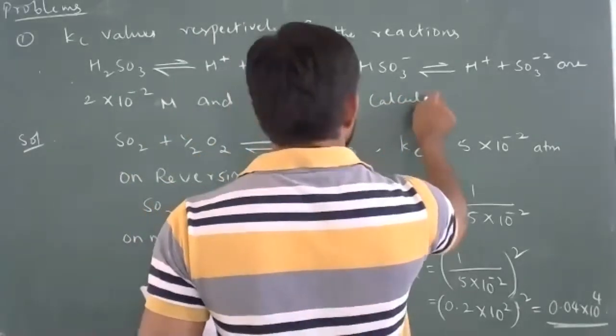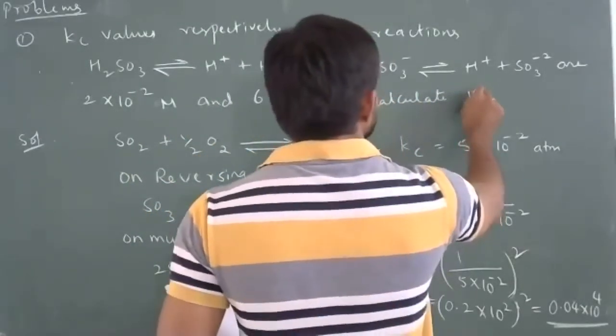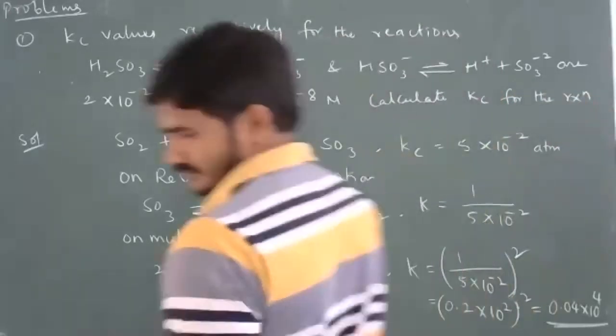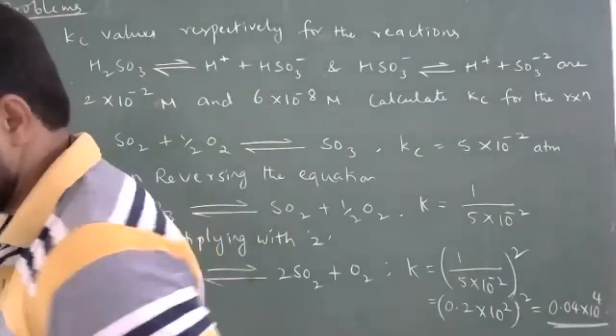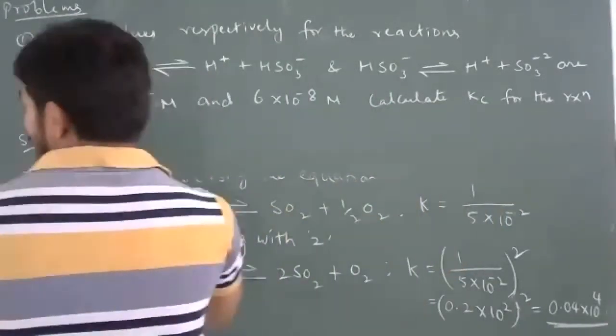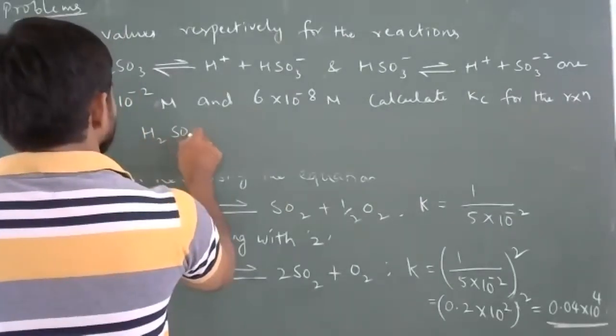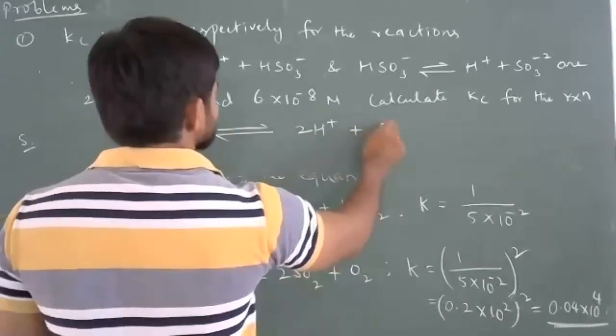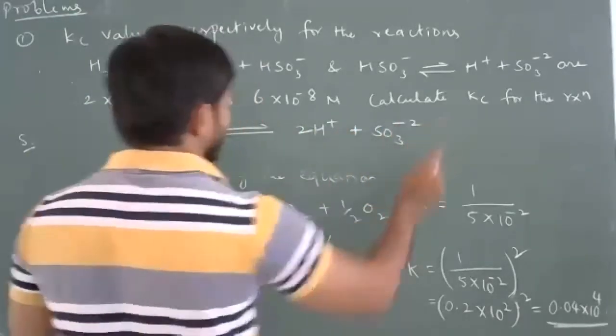Calculate Kc for the reaction. Calculate Kc for the reaction H2SO3 gives rise to 2H plus SO3 minus 2.